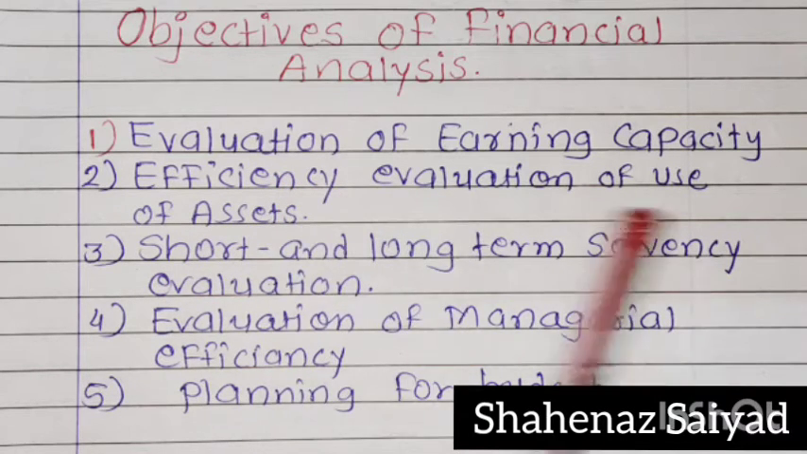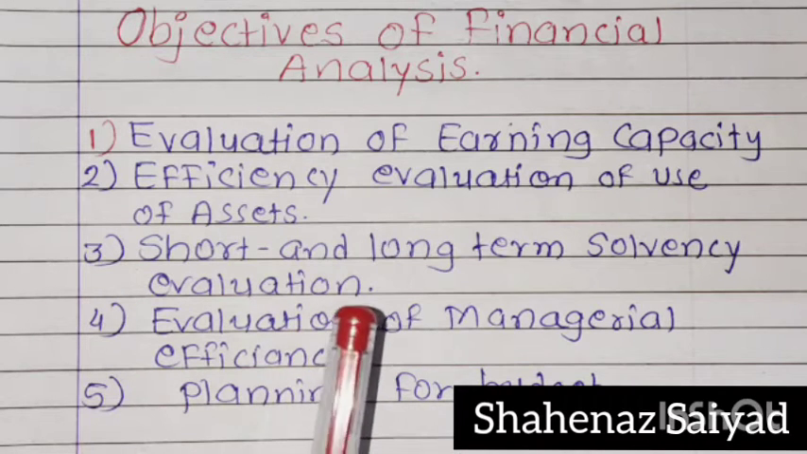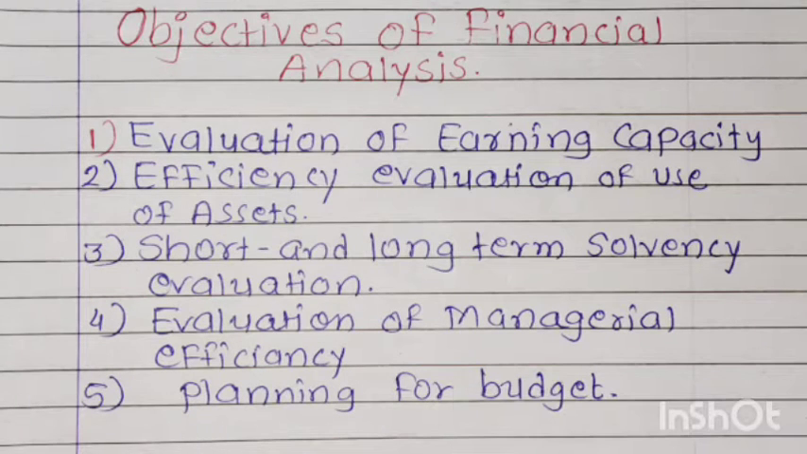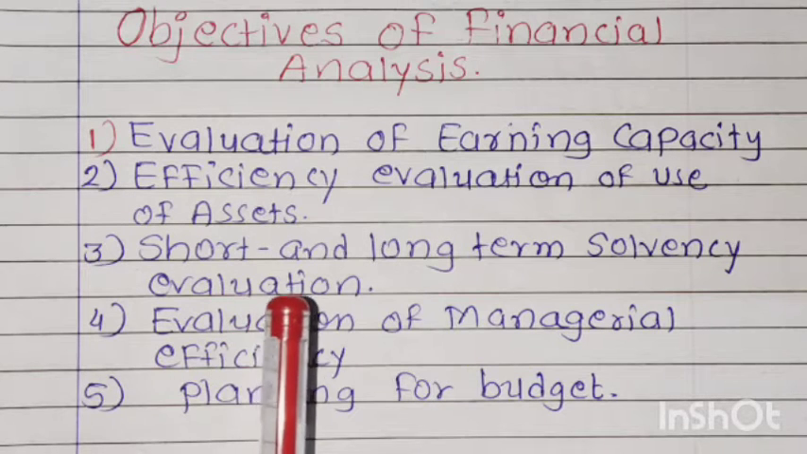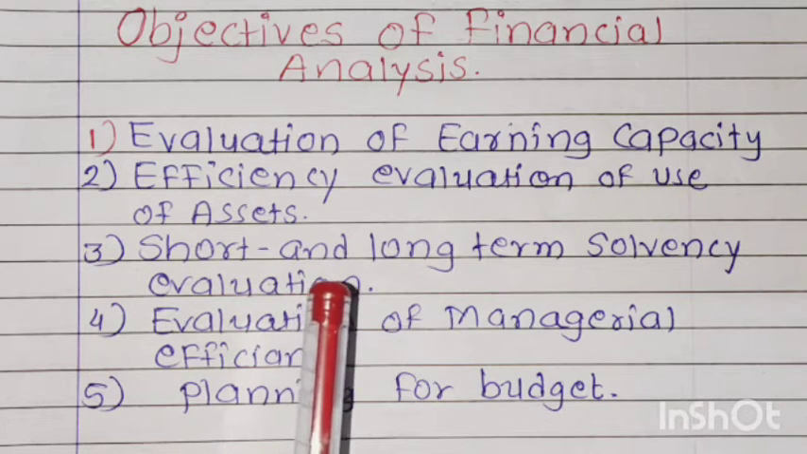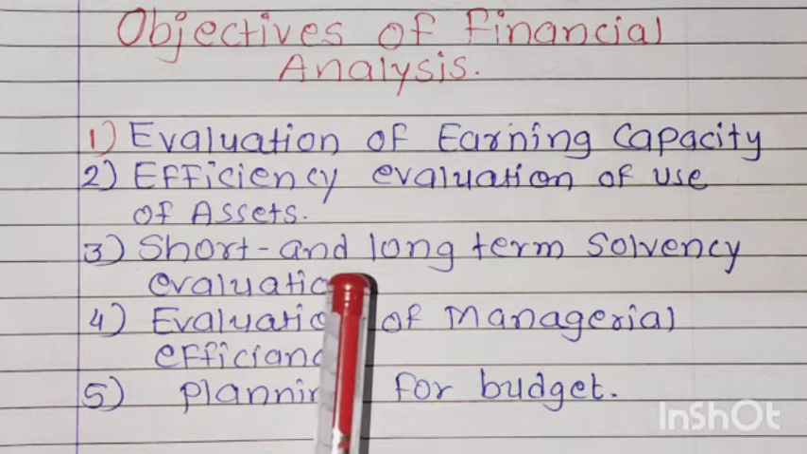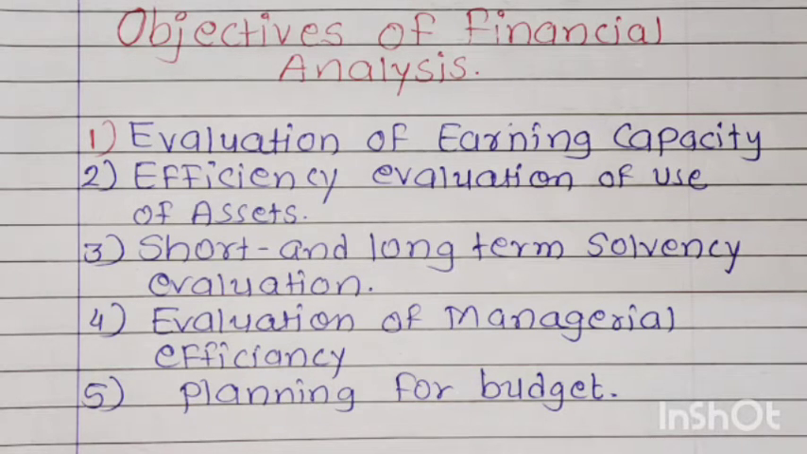Next है efficiency evaluation of use of assets. Business entity acquires different assets as per the nature of business. Business की सारी assets कैसी होती है? तो according to the business होती है। With the help of these assets, production and sales are done and service are provided. The use of these assets should be at maximum level. Maximum use of assets generate more earnings. Through financial analysis, the evaluation of the efficient use of assets can be done.